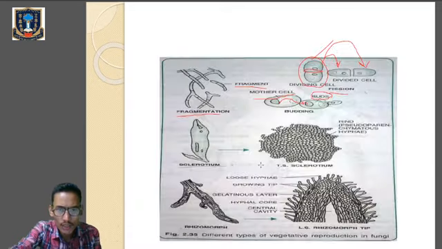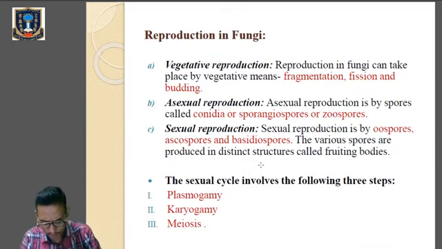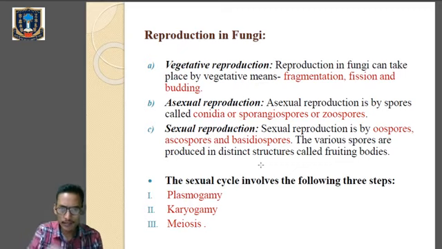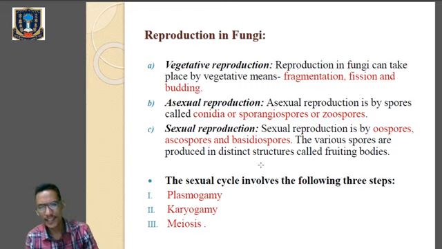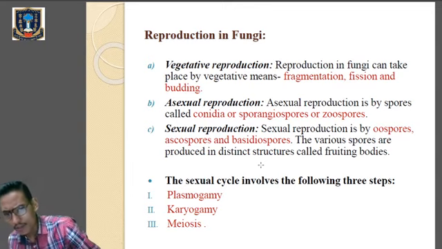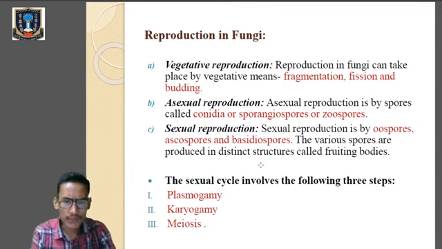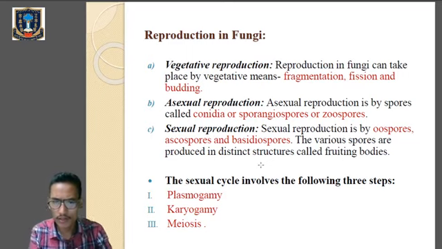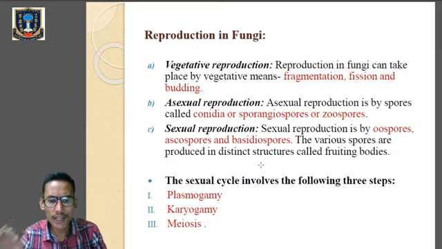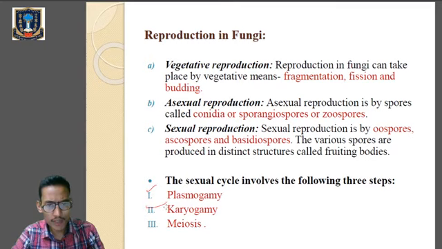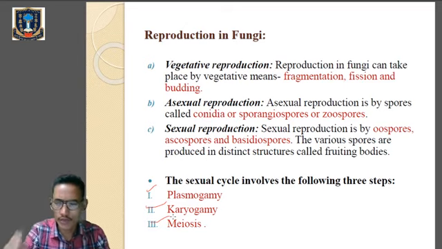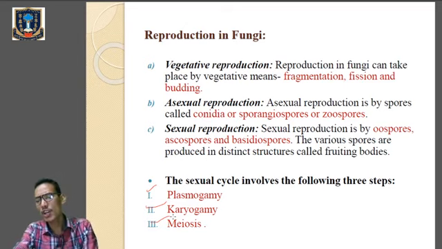Clear? Next, we'll talk about the sexual mode of reproduction. Sexual reproduction is by oospores, ascospores and basidiospores. We have various types of spores which are distinct and which bear the fruiting bodies. Now we have 3 steps in the sexual mode of reproduction in fungi: plasmogamy, karyogamy and meiosis. These are the 3 steps involved in the sexual mode of reproduction in fungi. So let's go through the definitions of plasmogamy, karyogamy and meiosis.